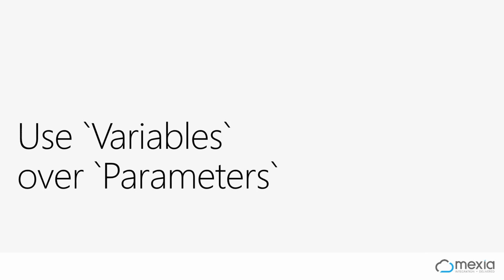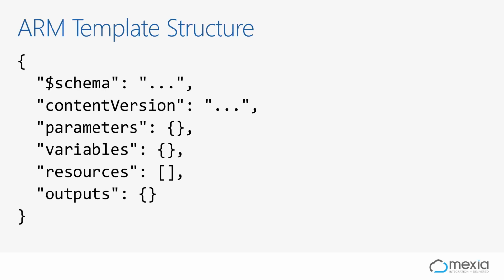Also, when you write an ARM template, there are variables and parameter sections. Okay? So think about using variables only for your resource definition rather than using parameters. What that means is, this is a basic structure of an ARM template. There is a parameter section, variable section, resources section, and output section here. The resources section is the only mandatory field here.